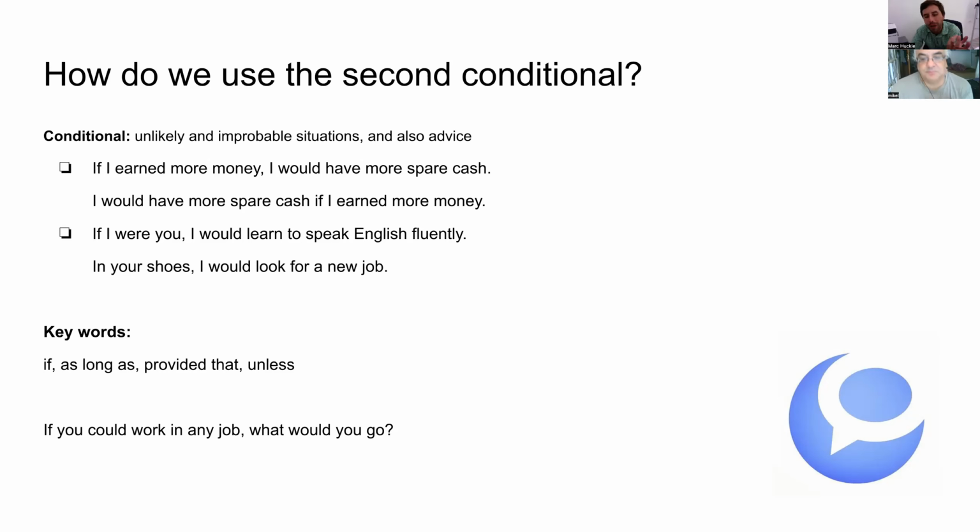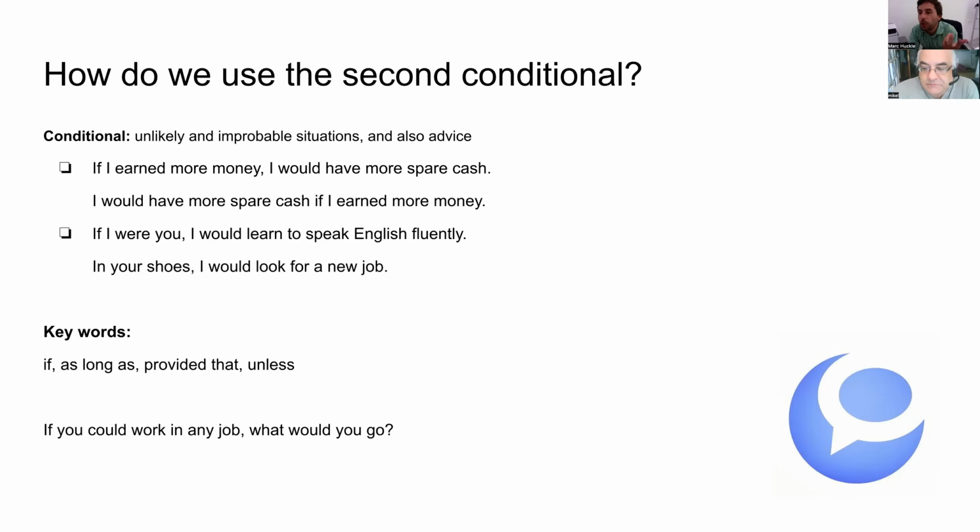Okay, the question is generally, what type of job would you like to do? So if I could work in a new job, I would work as a doctor because I would like to work in medicine, for example. Or because the question has an error, Miguel. It is not what would you go, it is what would you do? It's my error, I'm sorry.